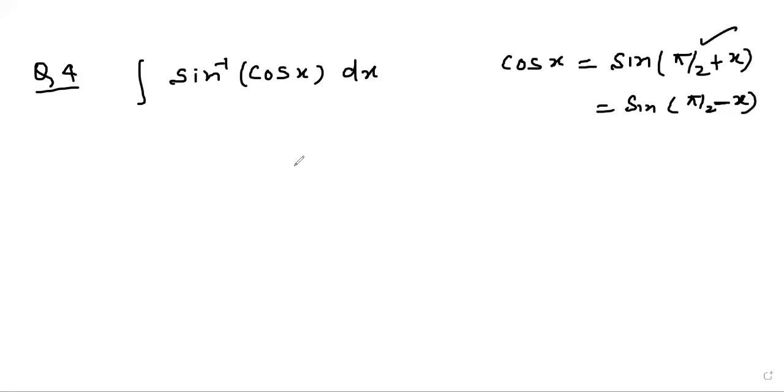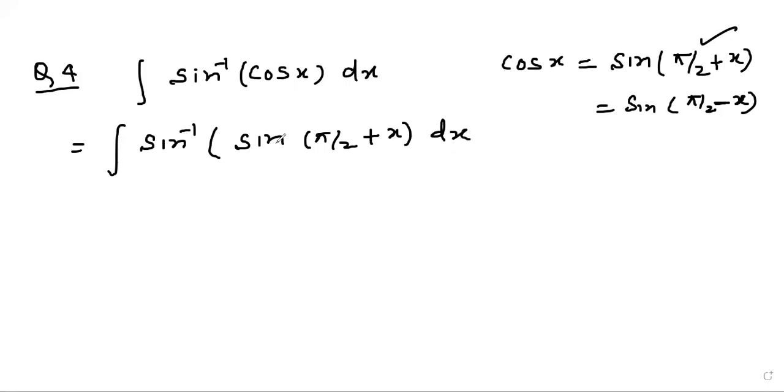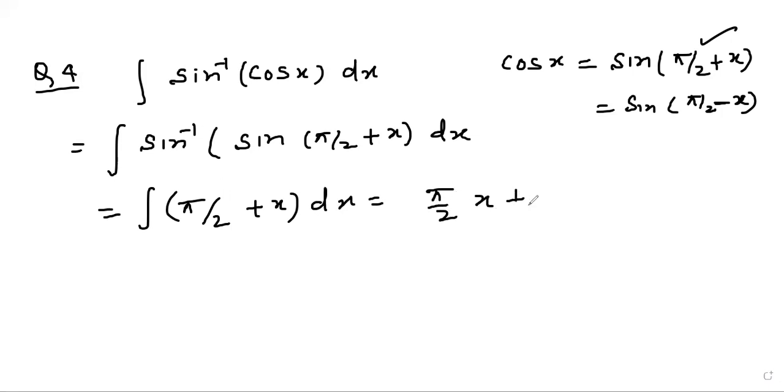Let's check this one. So integration of sine inverse sine of pi by 2 plus x dx. So sine inverse sine will cancel out. So we will get integration of pi by 2 plus x dx, which will become pi by 2 x plus x square by 2 plus c. Let's go to question number 5.